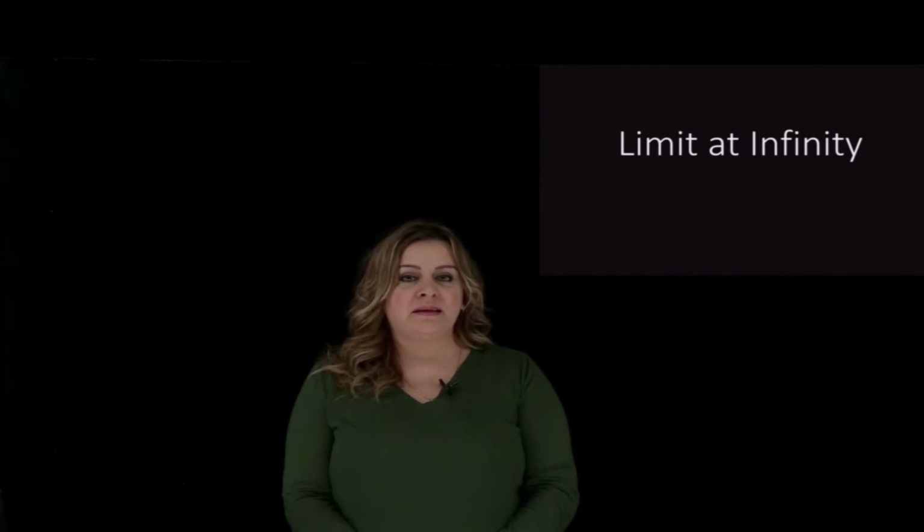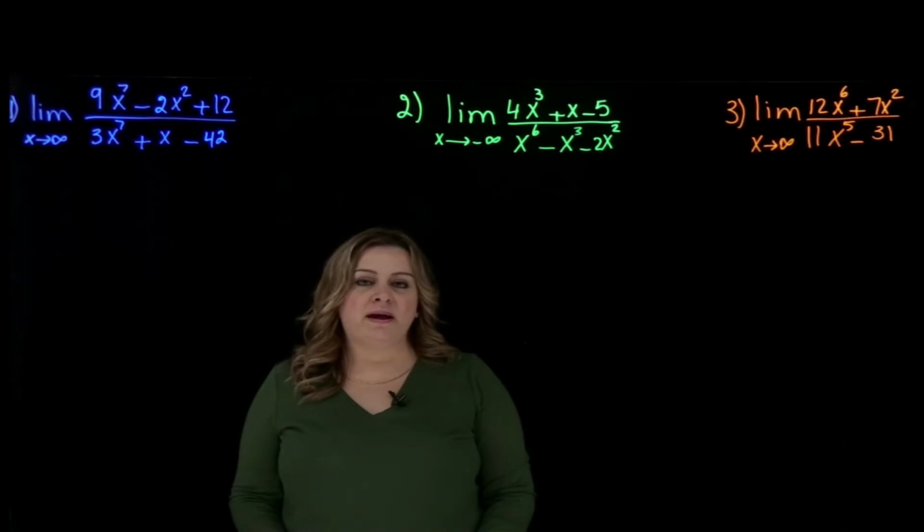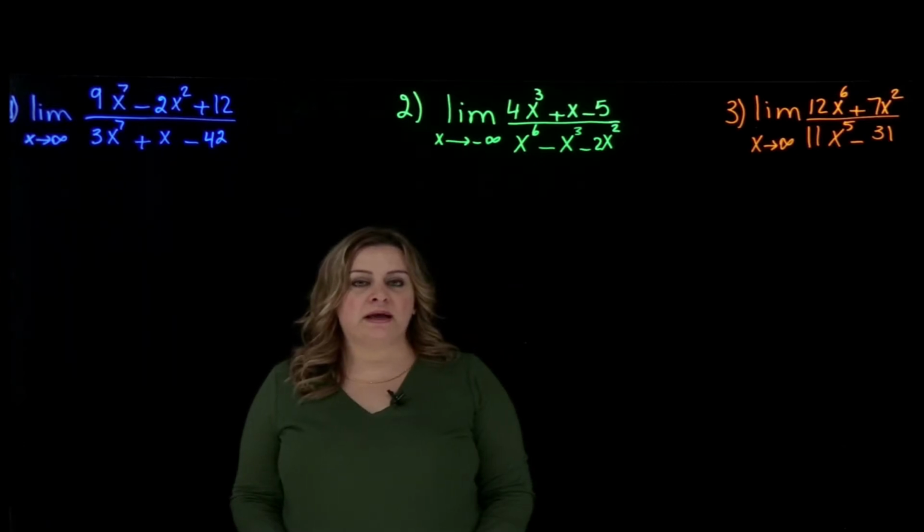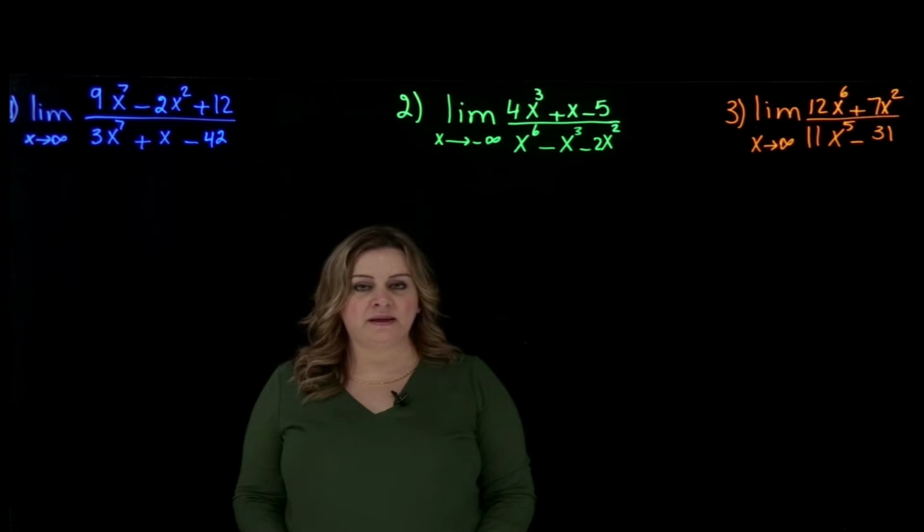We evaluate the limit of a rational function at infinity to find the horizontal asymptote of the function. Let's start with a few examples and evaluate the limit at infinity. To evaluate the limit of a function at infinity, we want to divide each term of our function by the variable that has the largest exponent in the denominator, simplify our function, then evaluate the limit of the function as x approaches positive or negative infinity.